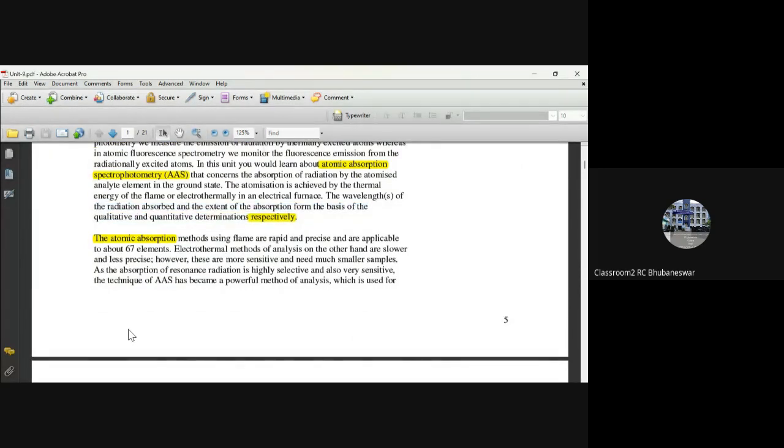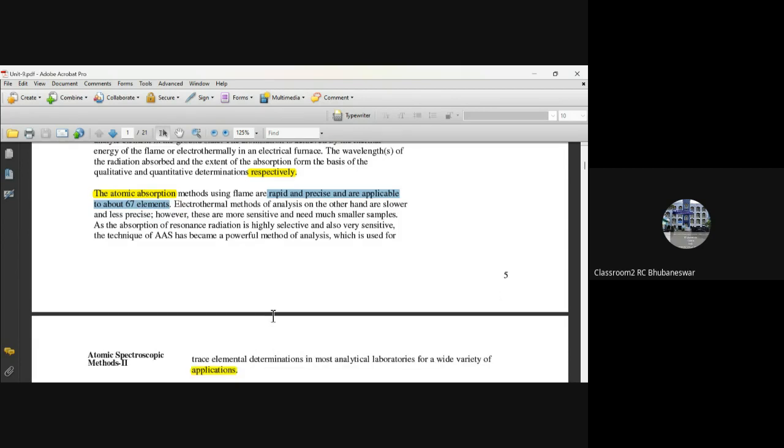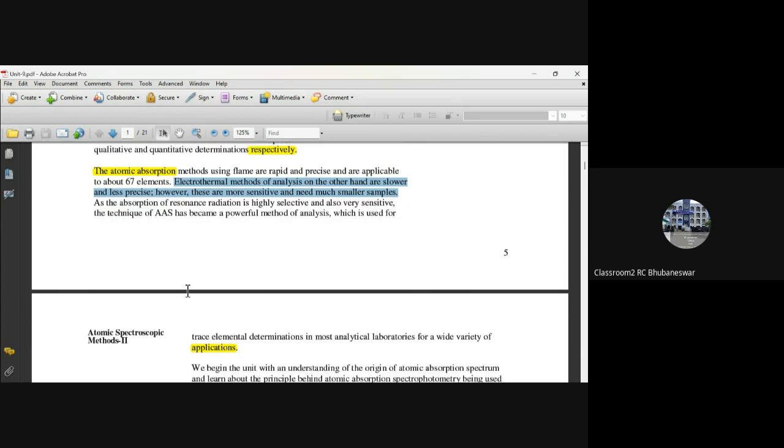So atomic absorption methods using flames are very rapid and very precise and are applicable to about 67 elements. I was telling you in the last class that flame photometry and this atomic spectroscopy are very helpful for studying alkali and alkaline earth metals. You should understand how we are going to analyze these elements. Electrothermal methods of analysis, on the other hand, are slower and less precise. However, they are more sensitive and need much smaller samples. So the quantity of sample you need is very small, which is also a point to be noted.